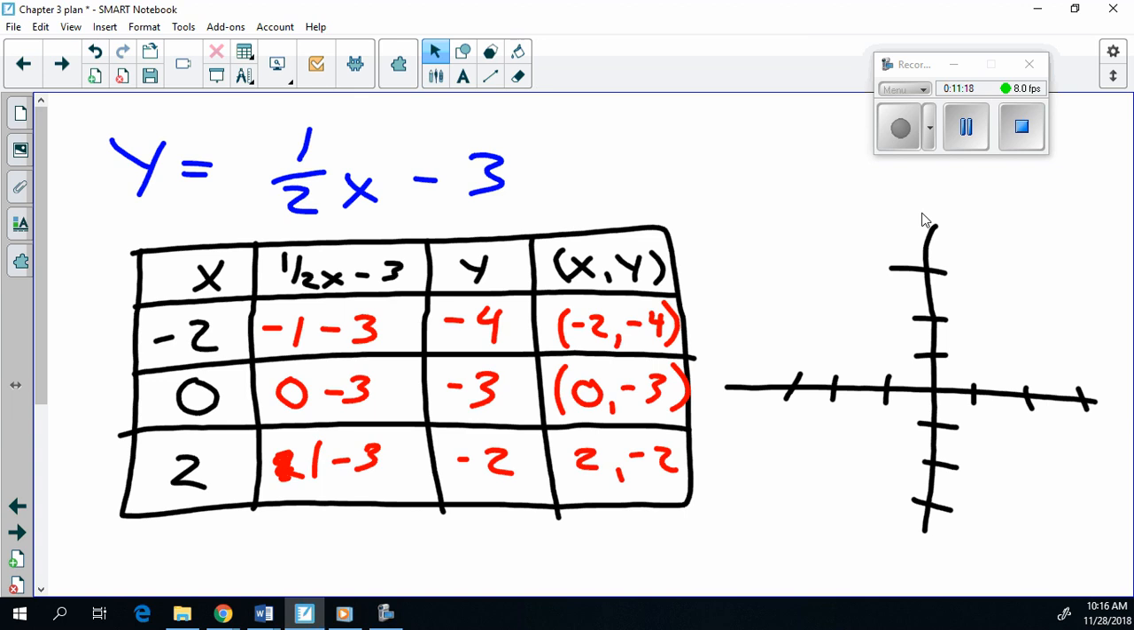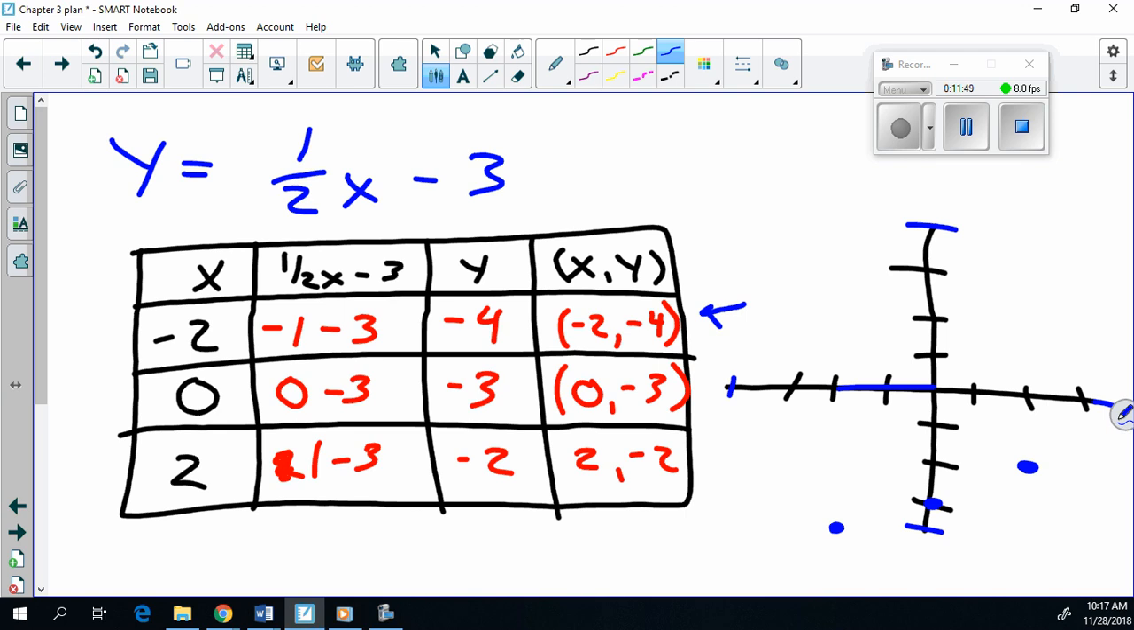So I'm just going to go ahead and plot this. So the first one is negative 2. I need it all the way to 4, I bet. Okay, so negative 2, negative 4. So negative 2 is this way, down 4, about right here. So negative 2, negative 4 would be there. 0, negative 3 would be right here. And 2, negative 2 would be right here.